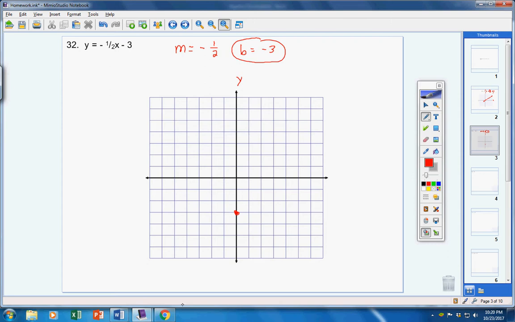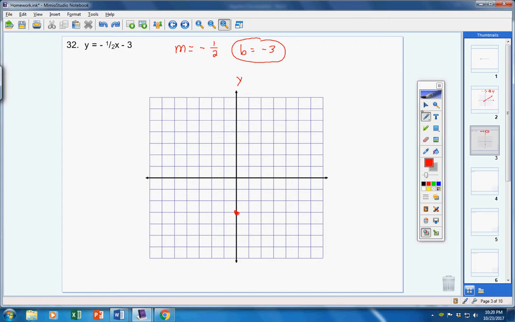Okay? And next, we use our slope to get another point. Now, I don't care if you put the negative sign in the top or the bottom. You'll get the same answer either way. However, do not put it in the top and the bottom both. If you do that, a negative over a negative is really a positive, and then your whole slope becomes positive. It's not supposed to be, okay? It's supposed to be negative.